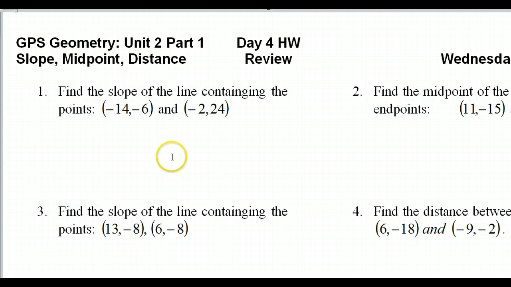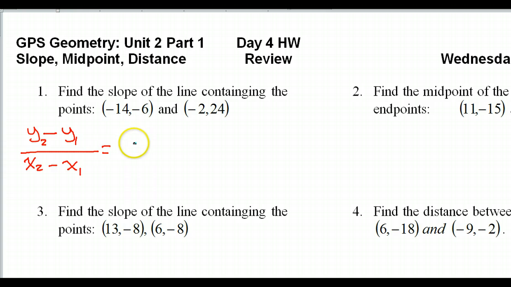Okay, so this is basically a review of slope, midpoint, and distance. Putting it all together. So, the slope of a line containing 2 points. Remember that if I want to calculate the slope, slope is rise over run, but rise can be calculated by doing y minus y, and the run is x minus x. Okay, so this is how I will calculate the slope.